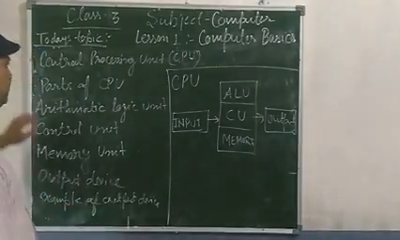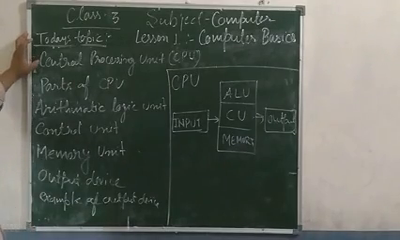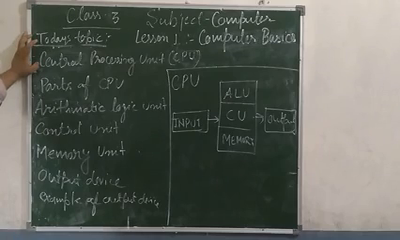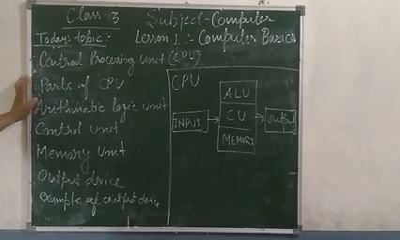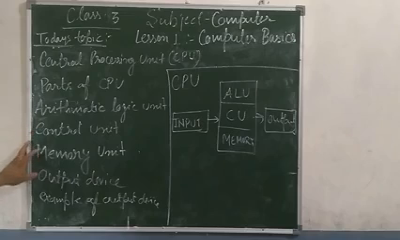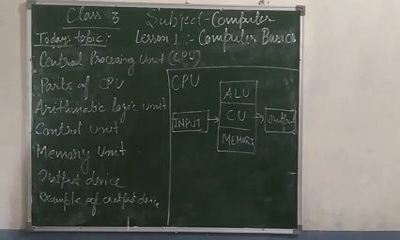Today I am going to explain the CPU, central processing unit, and parts of the CPU. These are three parts: ALU, CU, and memory is a part of the CPU also. Then output devices, and examples of output devices. These things we discuss today.